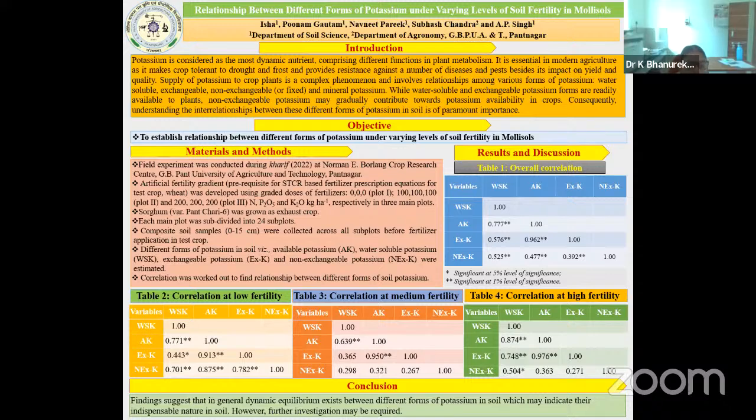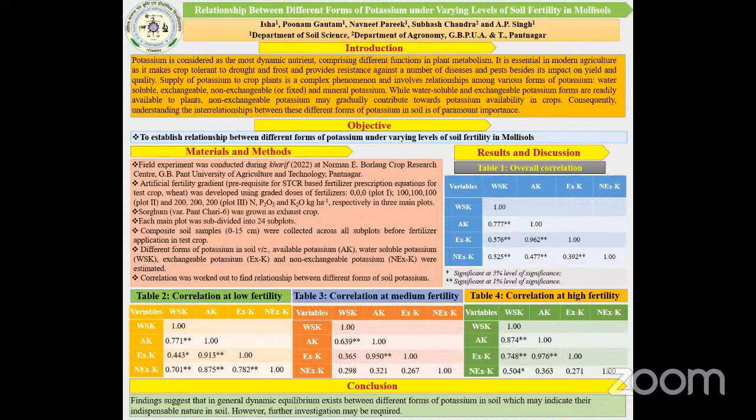I mean, potassium responsive crops or whatever are there. Because as you have given for low fertility and all, based on that we can at least say that these crops which have a high potassium requirement, we can even save some of the fertilizer, based on these studies also.